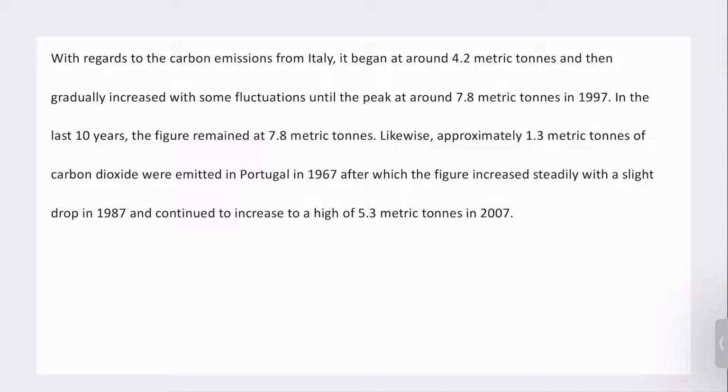With regards to the carbon emissions from Italy, they began at around 4.2 metric tons and then gradually increased with some fluctuations until the peak at around 7.8 metric tons in 1997. In the last 10 years, the figure remained at 7.8 metric tons. Likewise, approximately 1.3 metric tons of carbon dioxide were emitted in Portugal in 1967. So we've got a comparison word here. After which the figure increased steadily with a slight drop in 1987 and continued to increase to a high of 5.3 metric tons in 2007.